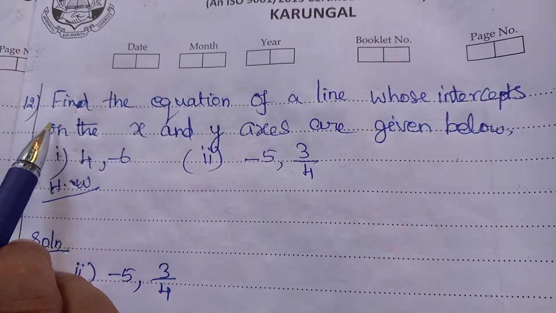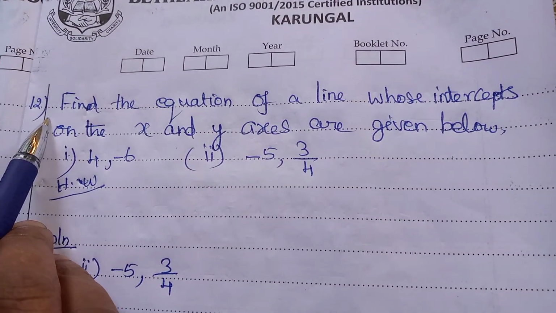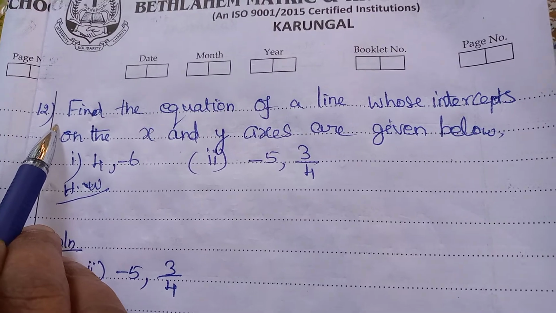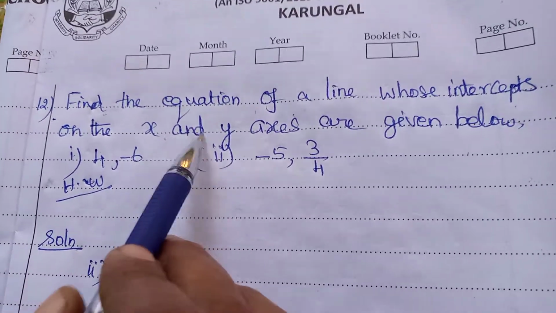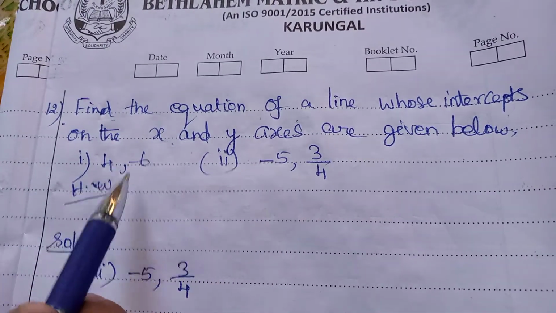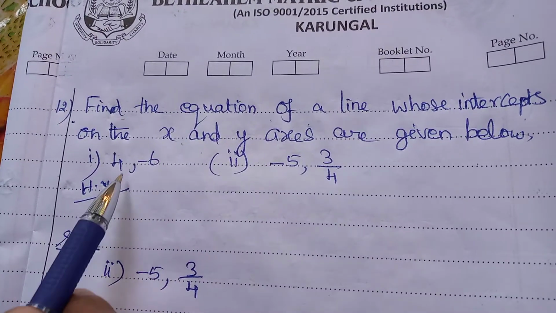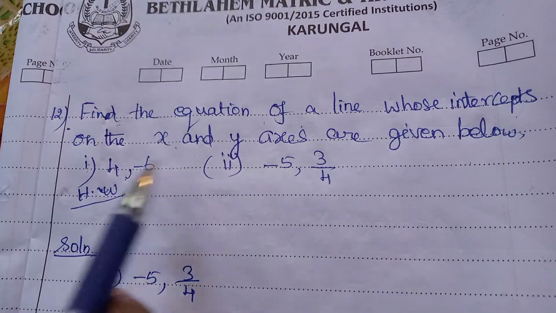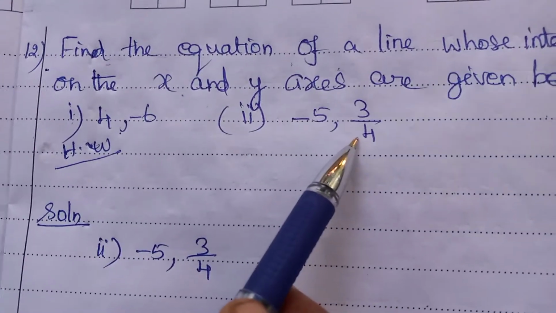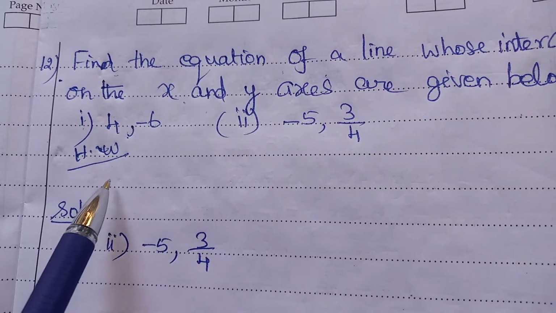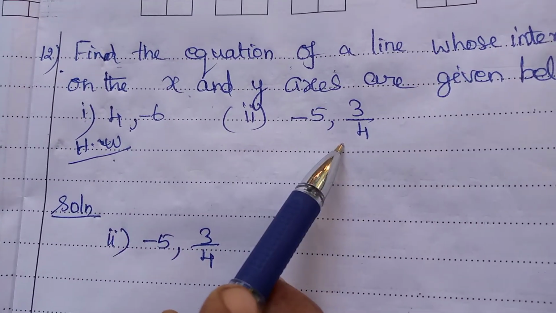Next, let's write question number 12, exercise 5.3. Find the equation of a line whose intercepts on the x and y axes are given below. There are two subdivisions. The first one is 4, minus 6. The second one is minus 5, 3 by 4. The first one is homework. The second one let's do.